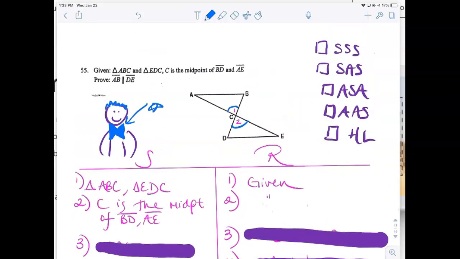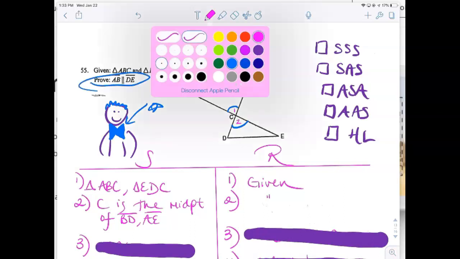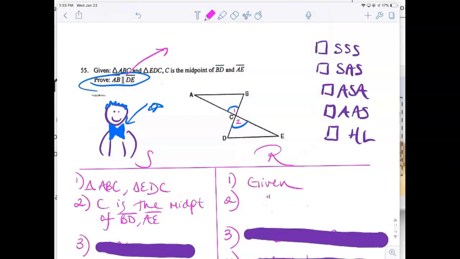So this is a little bit of a trickier proof because if we look at our proof statement here, we're told to prove that lines are parallel. How are we going to do that? Well, almost all the time, 99.9% of the time, when we have parallel lines in a proof, it is going to somehow relate to alternate interior angles. That's what I've heard. Yeah. So I'm going to show you how we do that.